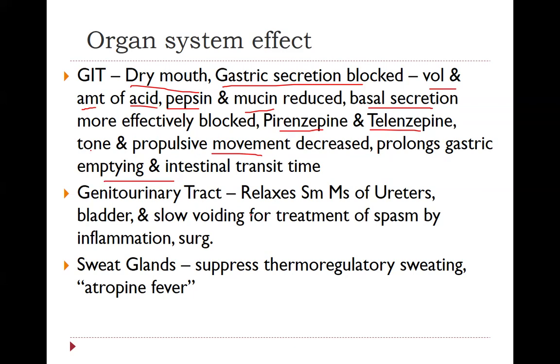In the genitourinary tract, it tends to relax the smooth muscles of the ureter and the bladder, and slows voiding, for treatment of spasm that is generally accompanied by inflammation or surgery. In the sweat gland, it tends to suppress thermoregulatory sweating, leading to atropine fever.